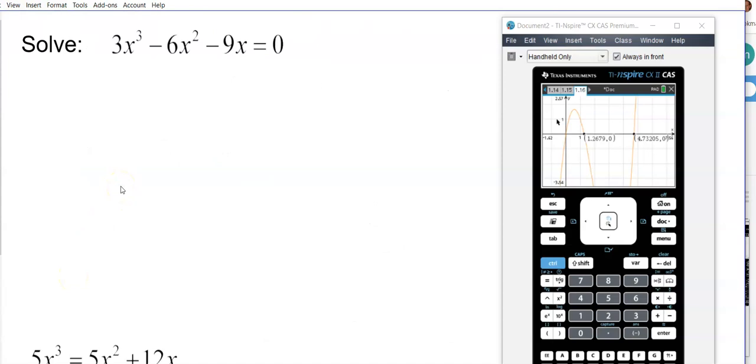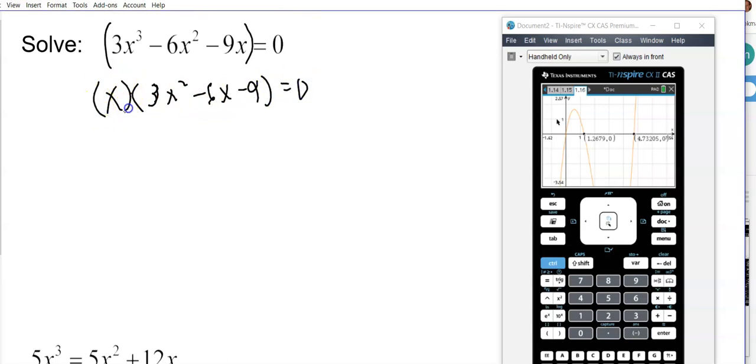Okay, let's try this one. And again, you might just see the nice rational solutions here. If you're paying attention, you go, wait a second, x is part of that, right? x times 3x squared minus 6x minus 9 equals 0. That solution, that's really a factor there, is x equals 0. You get that from the graph if you wanted to, or you could just factor out the x. Becomes easy enough just to do that.